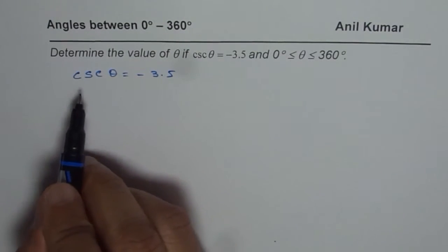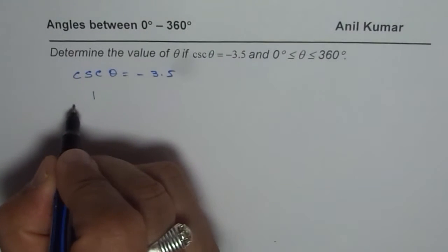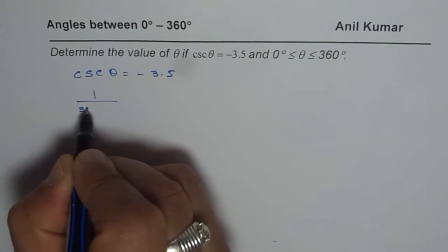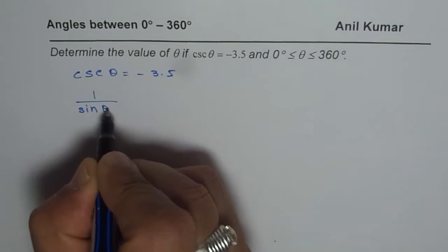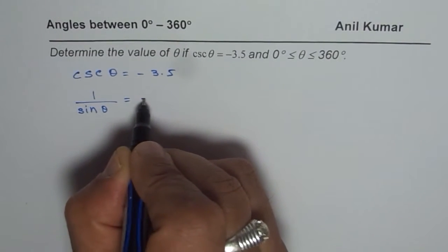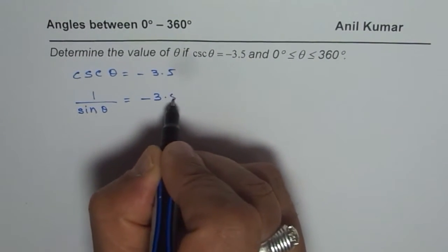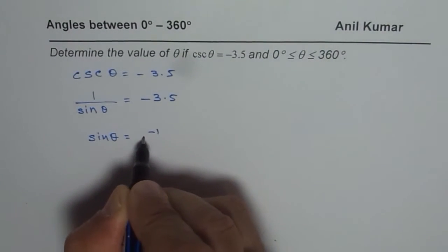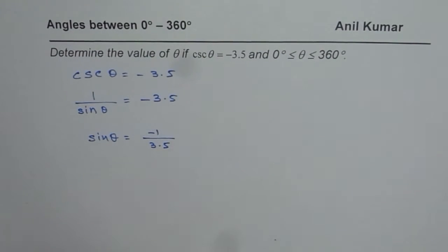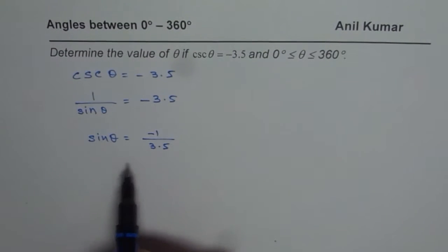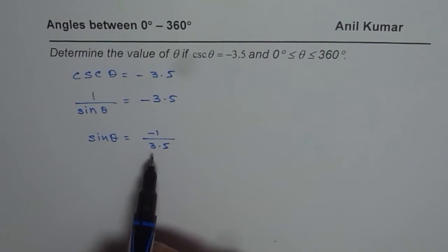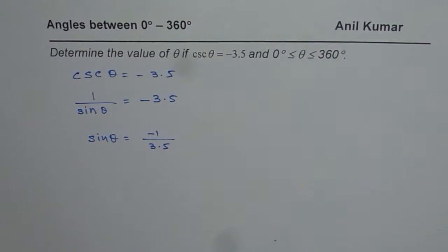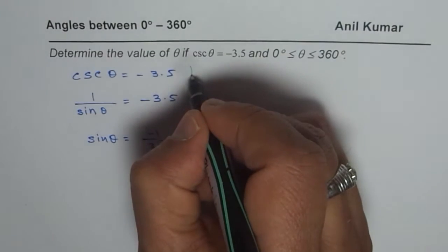Calculators do not have cosecant theta, right? So we have to write it in terms of sine theta. Sine theta is 1 over cosecant, or cosecant theta is 1 over sine theta. So we get 1 over sine theta as minus 3.5. So that gives us sine theta equals minus 1 over 3.5, correct? Now you could find theta as sine inverse of this value, but that will give you some negative answer which is not in your domain. You can try it out with your calculator.